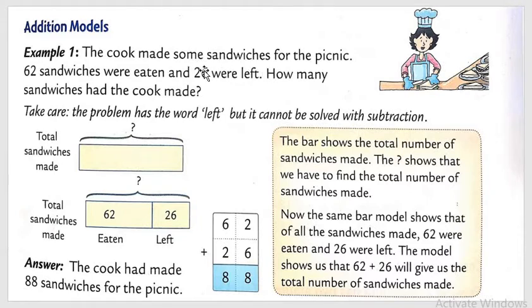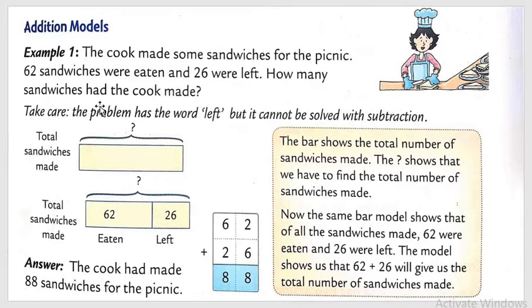The cook made some sandwiches for the picnic, and 62 sandwiches were eaten by the people at the picnic, and 26 were left. So how many sandwiches had the cook made? Okay, how many sandwiches did the cook make?